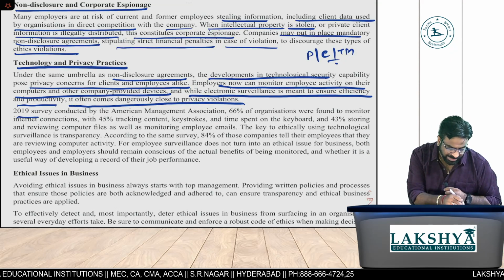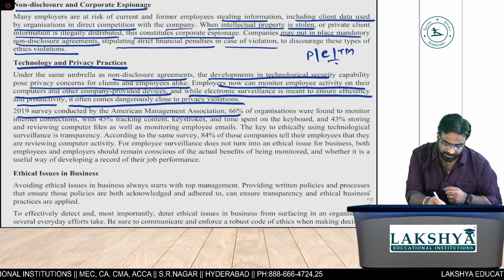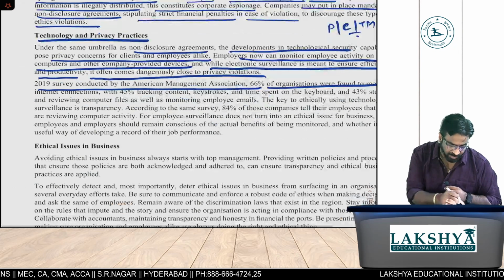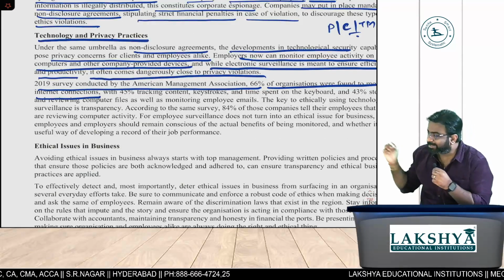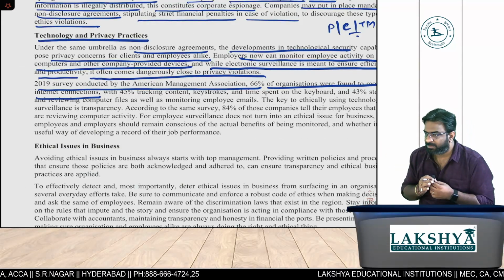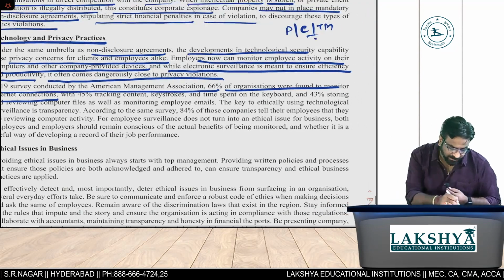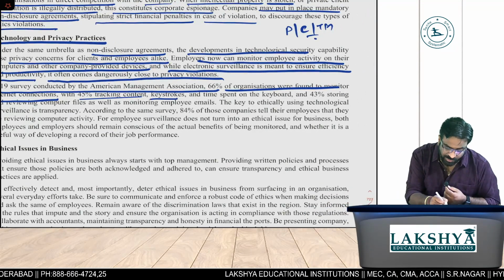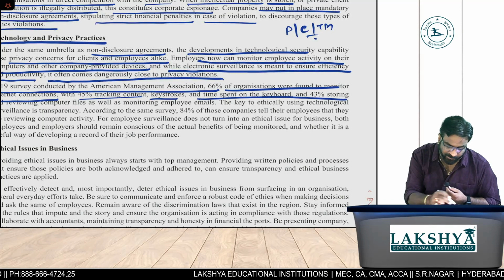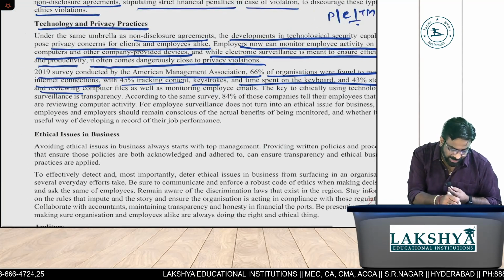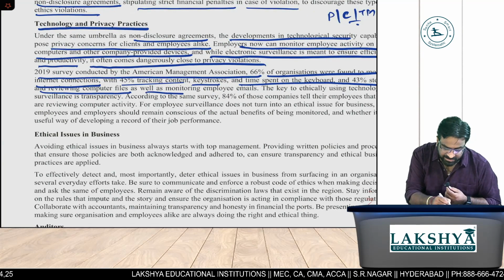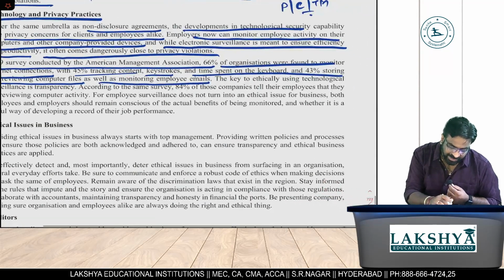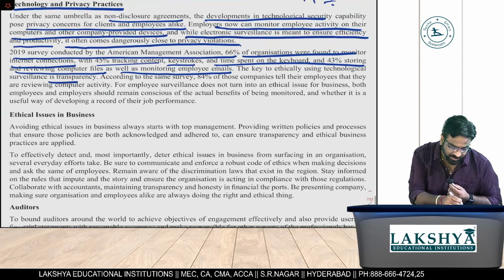In a 2019 survey conducted by the American Management Association, 66% of the organizations were found to monitor what? Internet connection. That is what I'm telling you. And next one, with 45% what? Tracking the content and keystrokes and time spent on the keyboard, and 43% storing and reviewing computer files as well as monitoring employee emails. The key to ethically using technological surveillance is what?